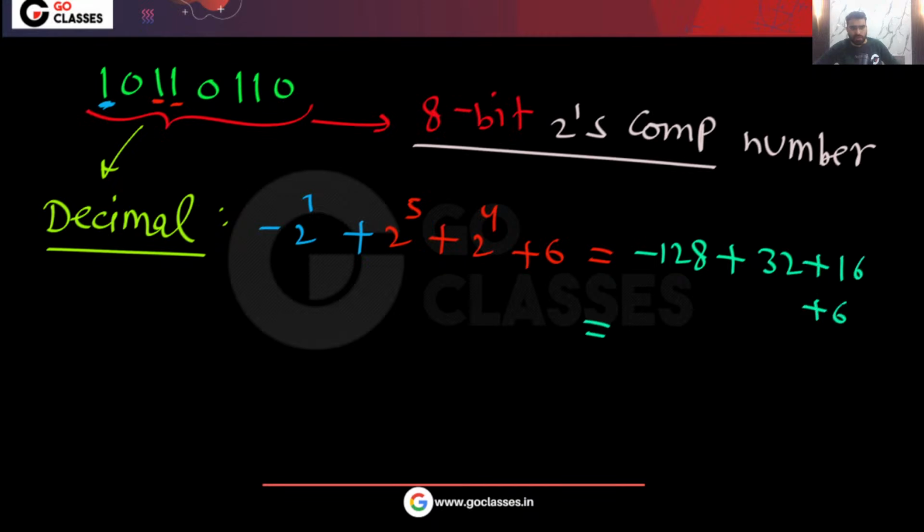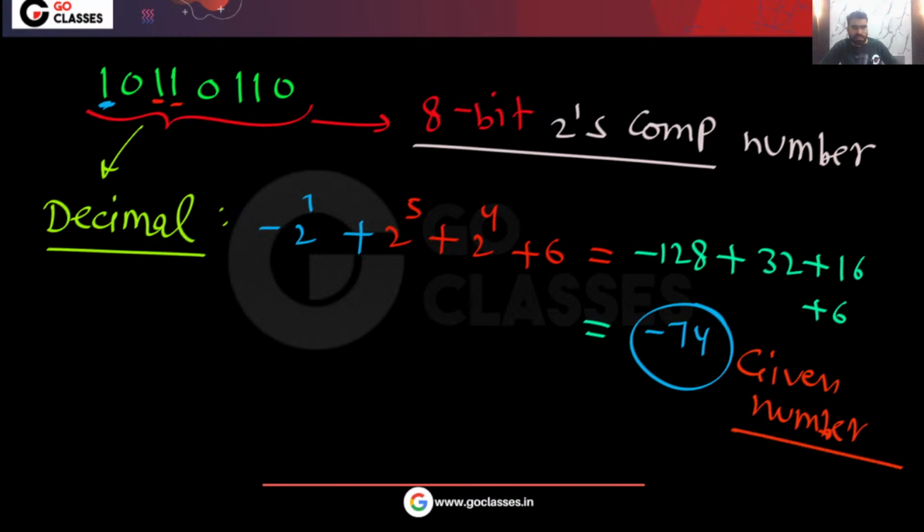Can you tell me what this value is? I think this value will be minus 74. You can check it out. You can calculate what this value is. So this is the given number. The given number is minus 74.